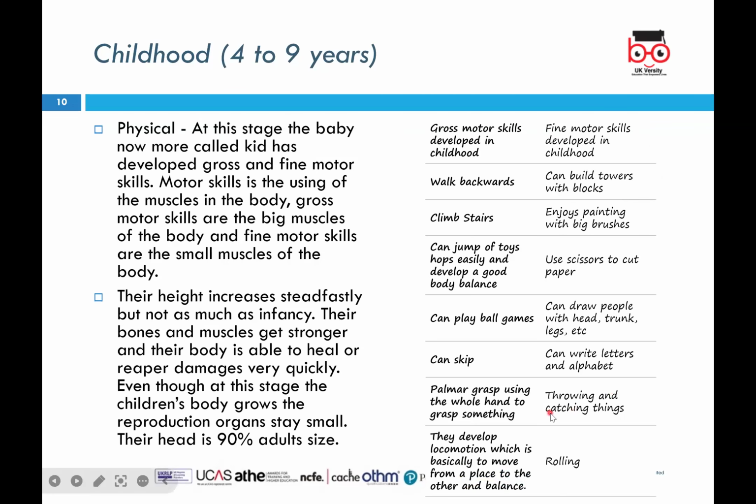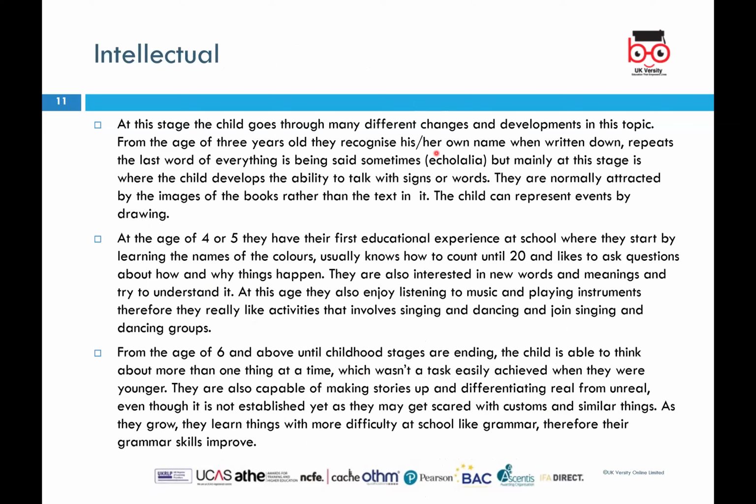Now coming towards the intellectual skills. So at this stage, the child goes through different changes and developments. From the age of 3 years, they recognize their names, and when they're written down, they repeat the last word. And at this stage, the child has the ability to talk or use some words and make some sentences.